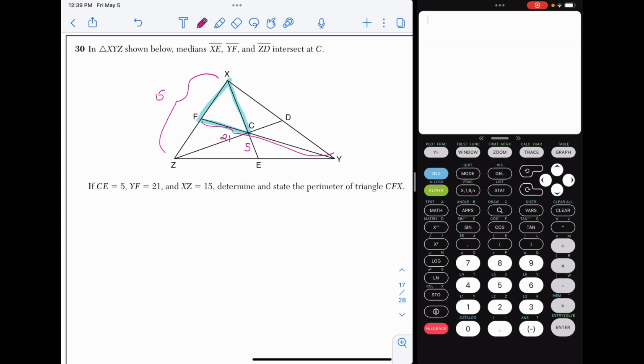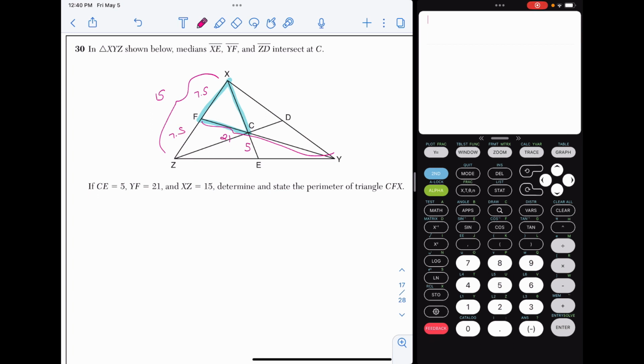All right, so let's talk about what a median is. A median is basically a line segment that starts at a vertex and goes to the midpoint of the opposite side. I can use that information to help me find the length of XF, because that means that F is a midpoint. And now I know that it's split 7.5 and 7.5.